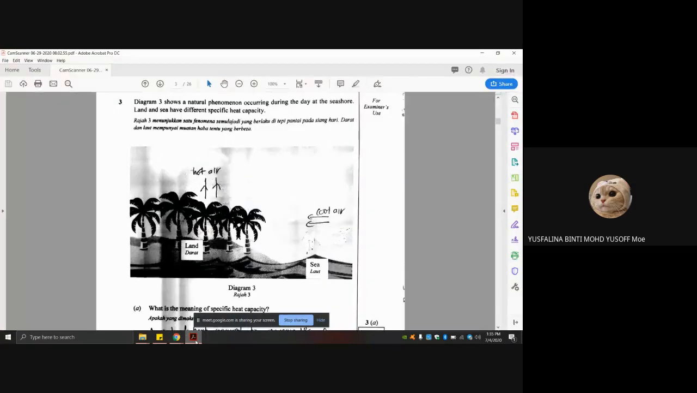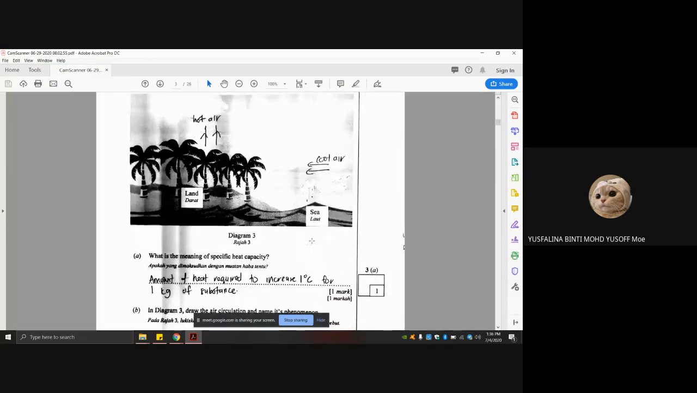The next one is number 3. Diagram 3 shows a natural phenomenon occurring during the day at the seashore. Land and sea have a different specific heat capacity. The first one is, what is the meaning of specific heat capacity? It is the amount of heat required to increase 1 degree Celsius for 1 kg of substance. The keywords here: you must have the amount of heat, increase 1 degree Celsius, and also 1 kg. So, 1 mark.